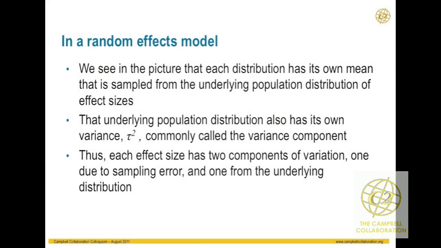So we see again in the picture, we assume that for each study, the underlying mean distribution is being sampled from some hyperpopulation, some population of distributions of effect sizes, and that population distribution has its own mean and variance. Tau squared is the variance. Okay. And again, we have two components of variation. One because every study uses a different sample, and one because we're sampling from a distribution.